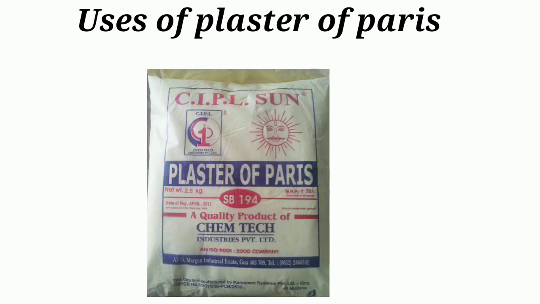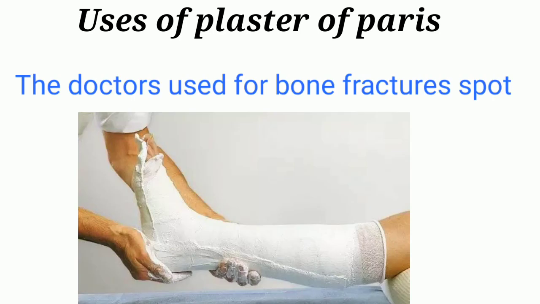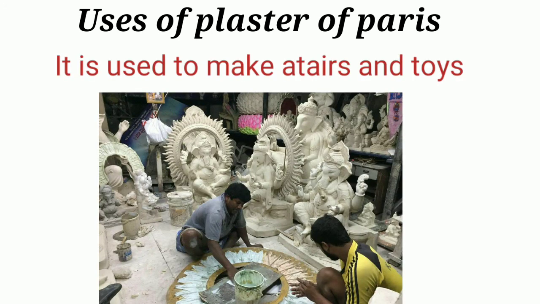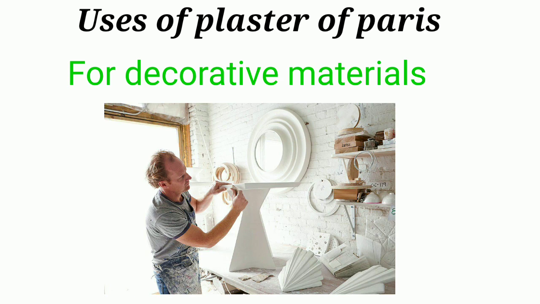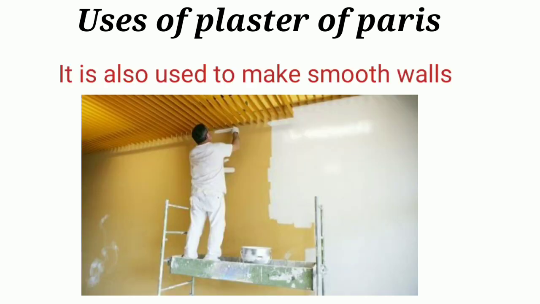Uses of plaster of Paris. First, doctors use it as plaster for supporting fractured bones in the right position. Second, plaster of Paris is used for making toys and decorative materials. Plaster of Paris is also used for making smooth surfaces, which we call wall putty.